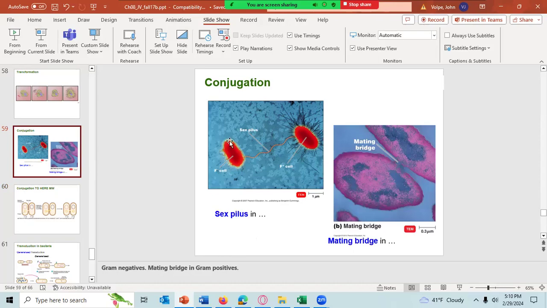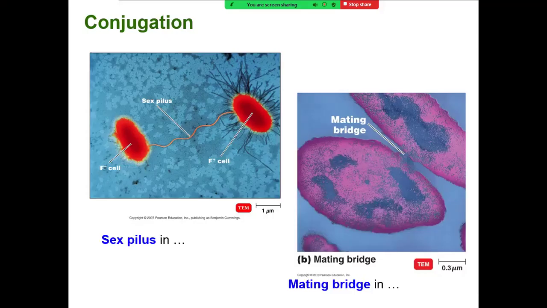Okay. And if you notice, there are a few other differences between these two cells. That cell is rounder than that cell. This one, not only does it have the sex pilus, it has a bunch of fimbriae on it. And that one, it might have some short fimbriae right there, but certainly nowhere near as many as that one.